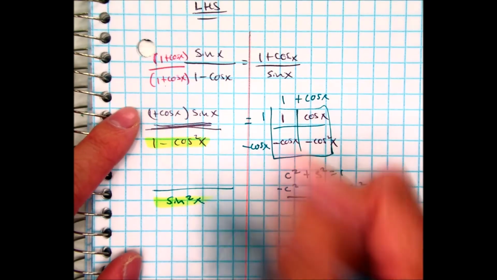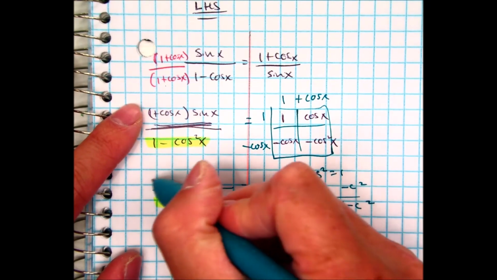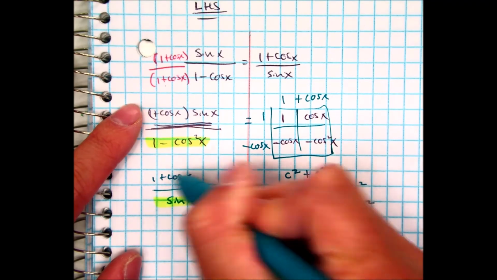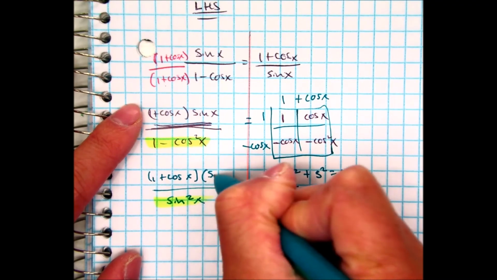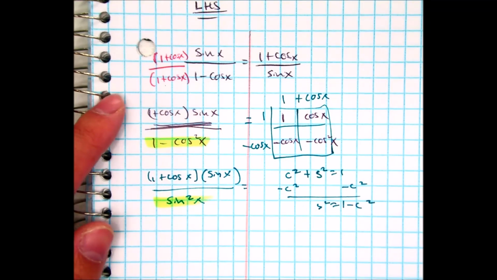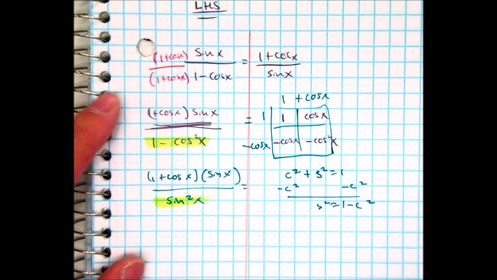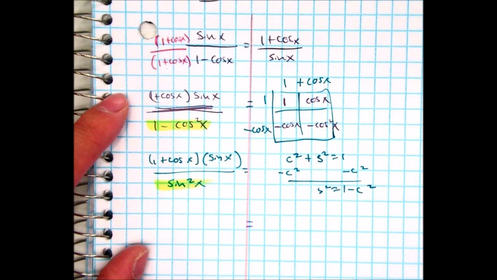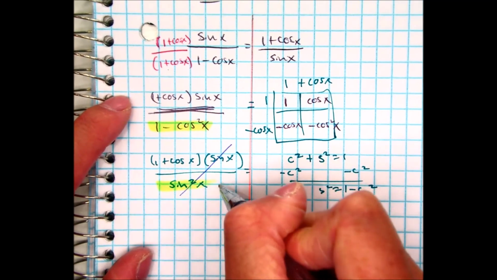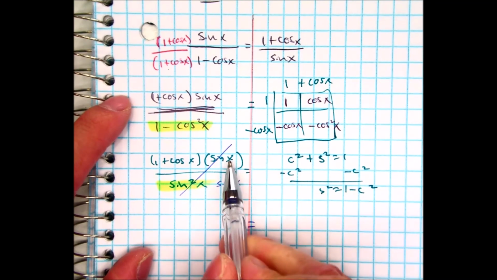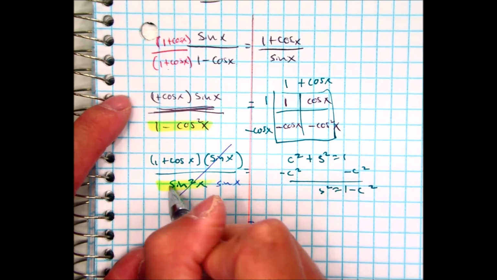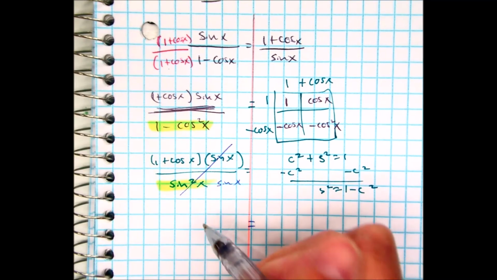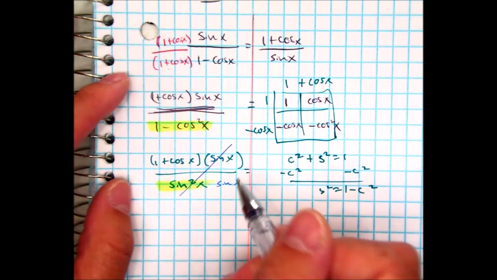Do anything with the numerator? What's next? So notice there's 1 sine x here. This is 2 of them, right? Yeah. Sine x times sine x.